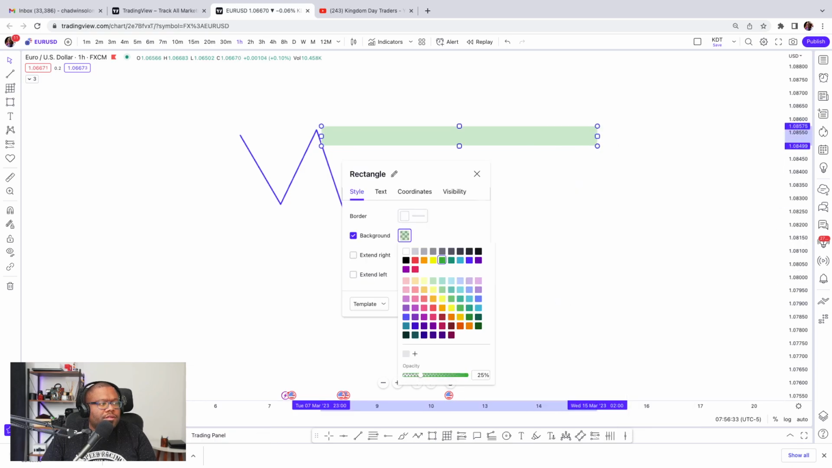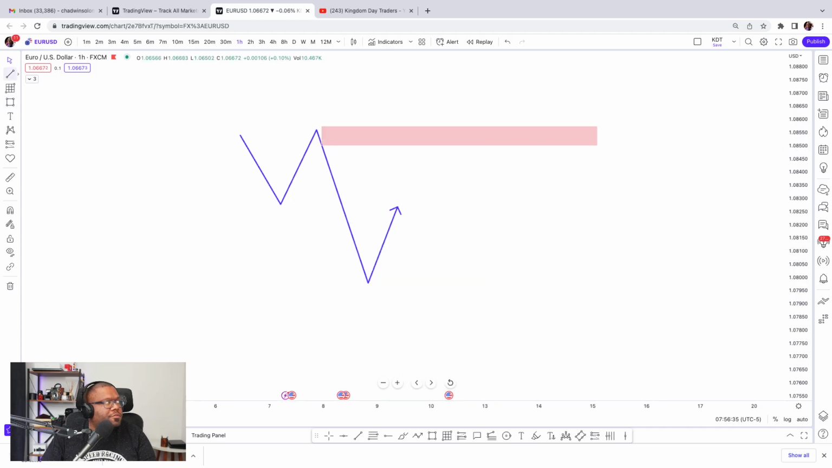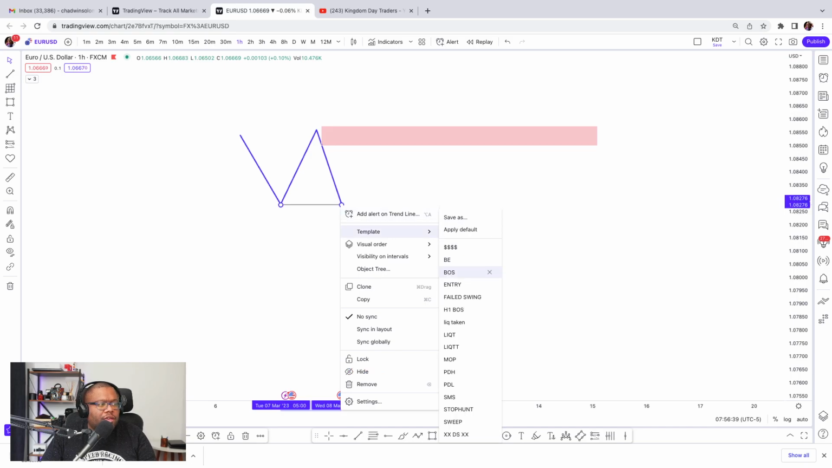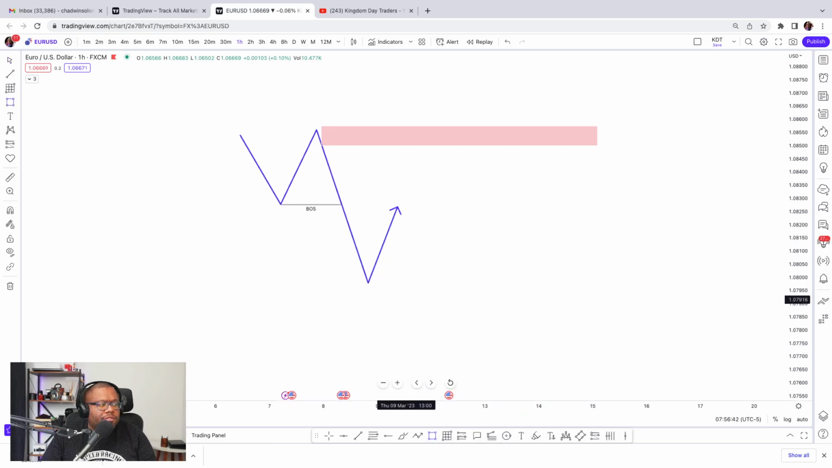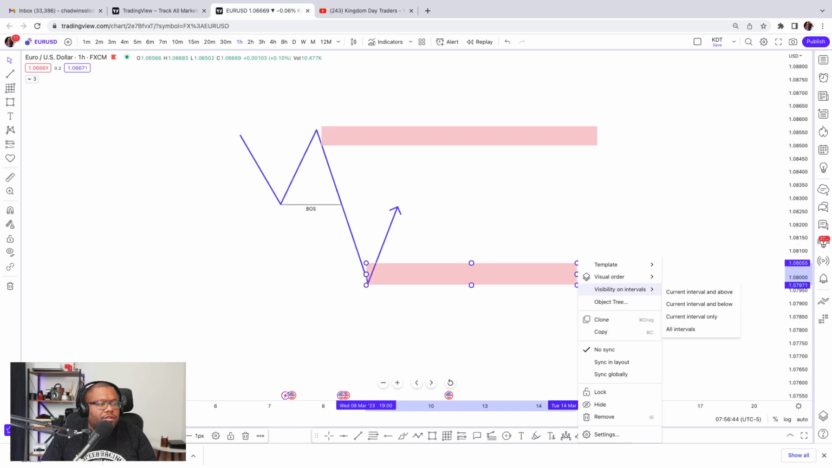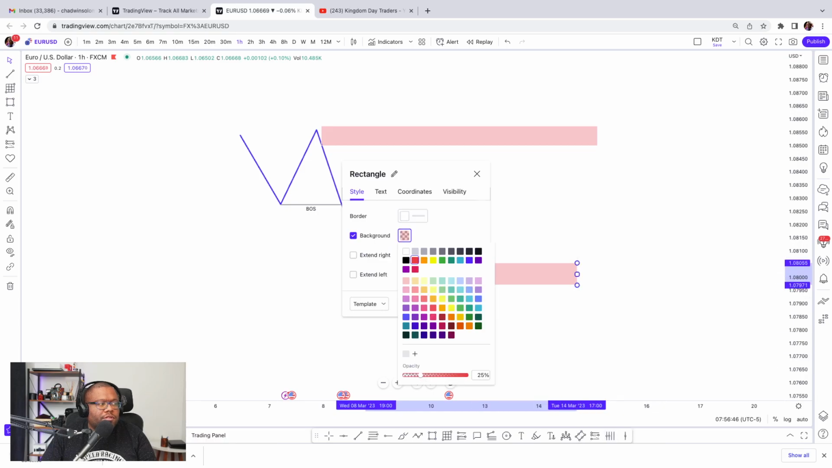And I'm going to show you what catches many people out. And then they draw a break of structure over there, and that's okay. But then this is what happens. They draw a zone over here as a demand zone.